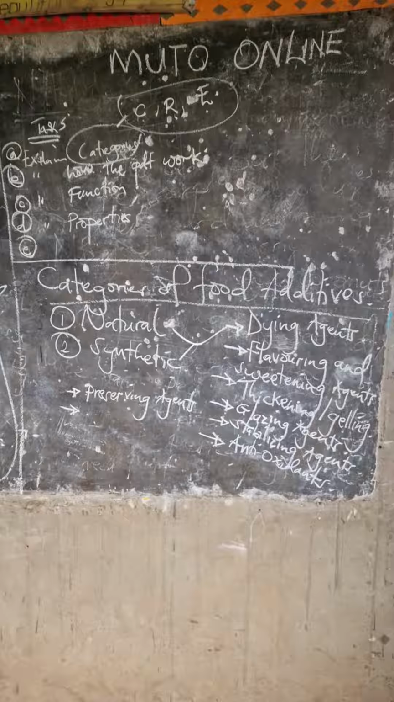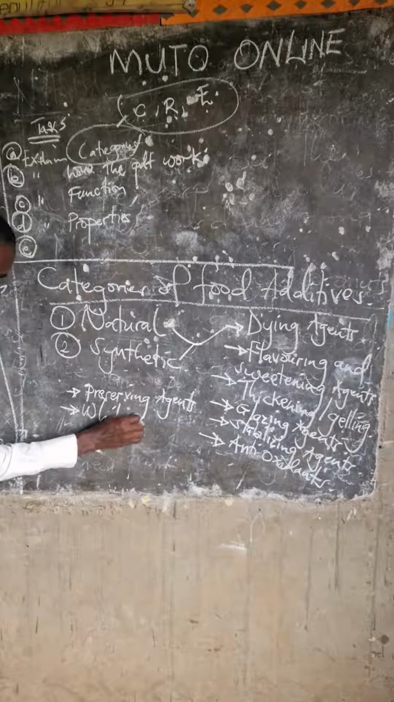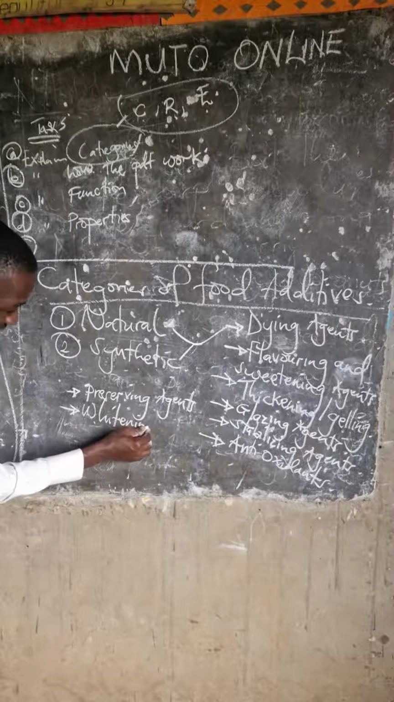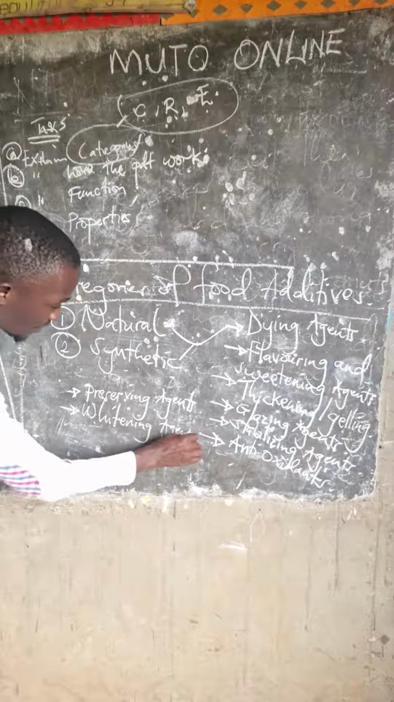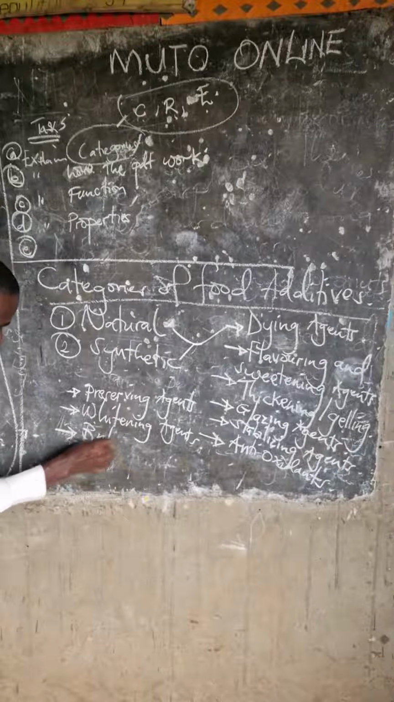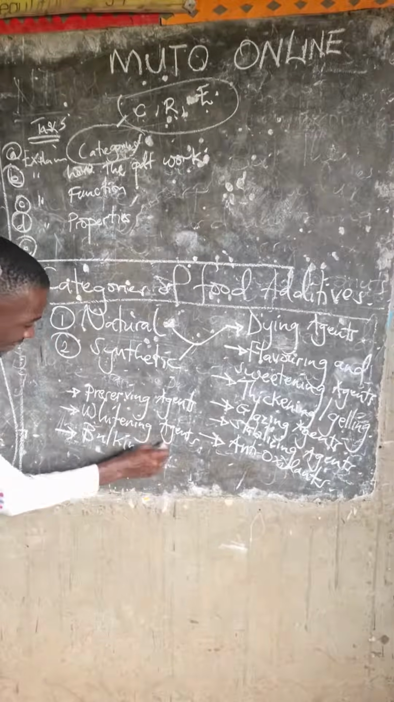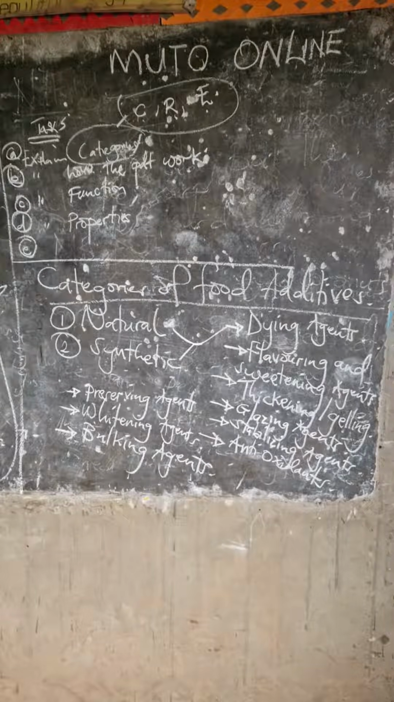Stabilizers. Do we have them? Yes, we have them. They may be whitening agents, or bulking agents. Check if you can remember any.